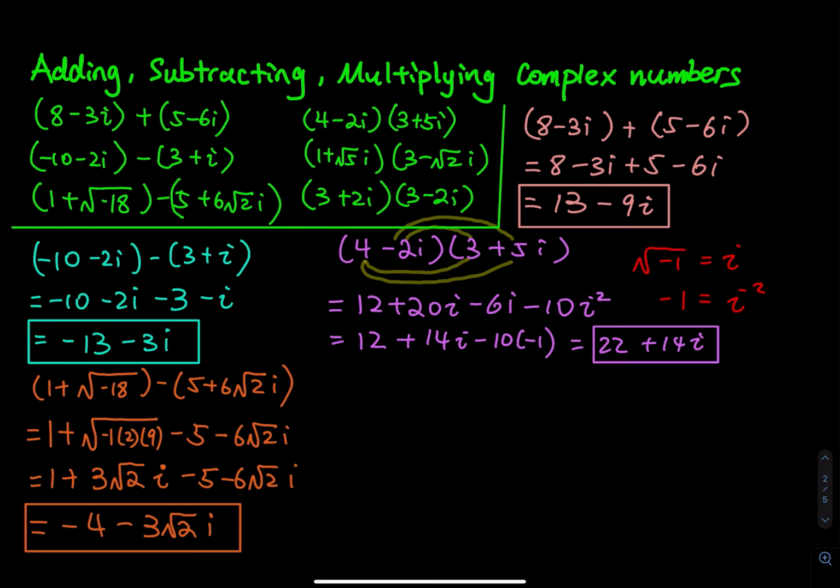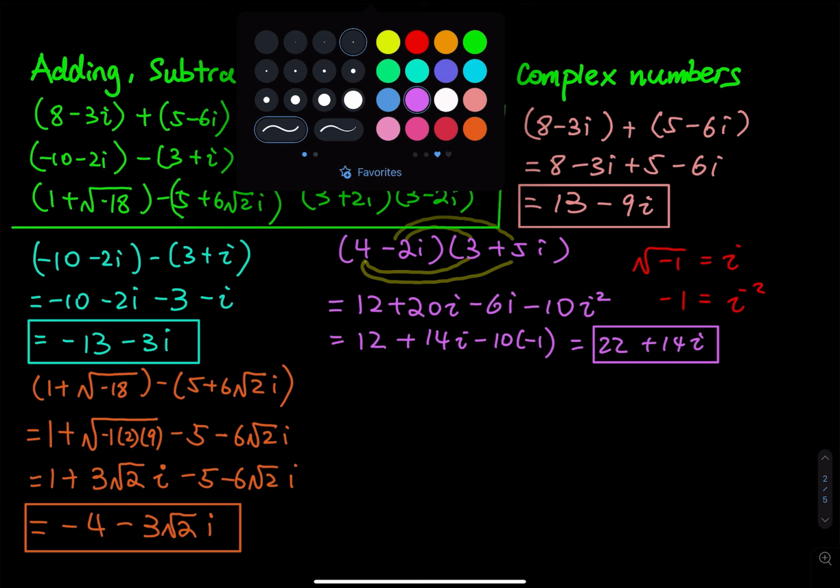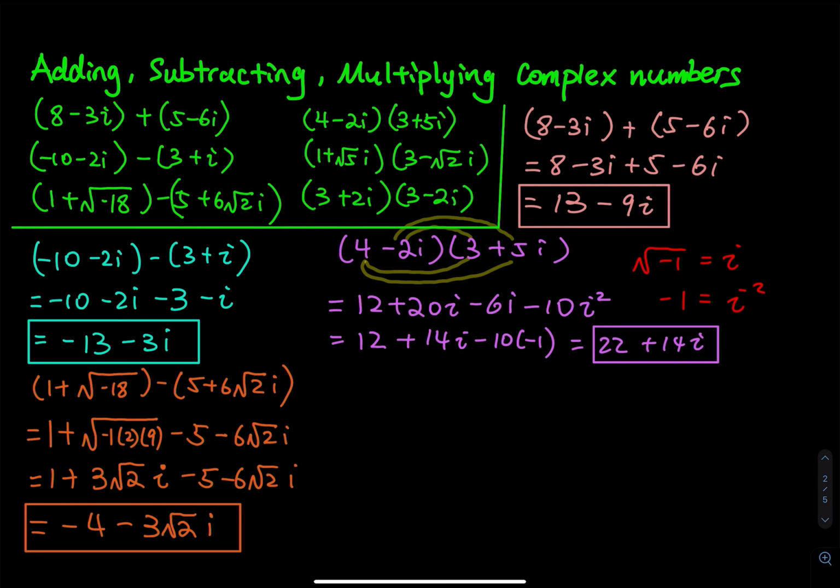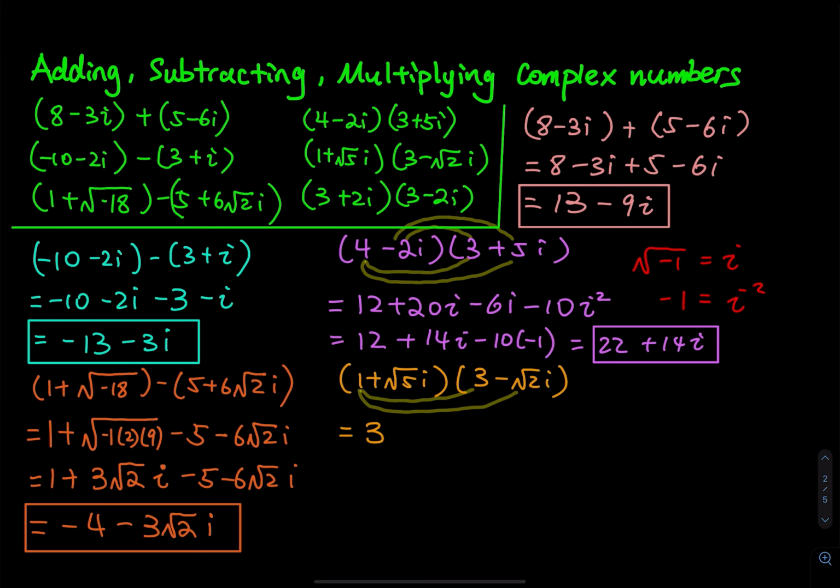That's the second one. And then the third one, you have a 1 plus root 5i, and then multiply 3 minus root 2i. 1 times 3. 1 times root 2. So you have a 3, and then minus root 2i.